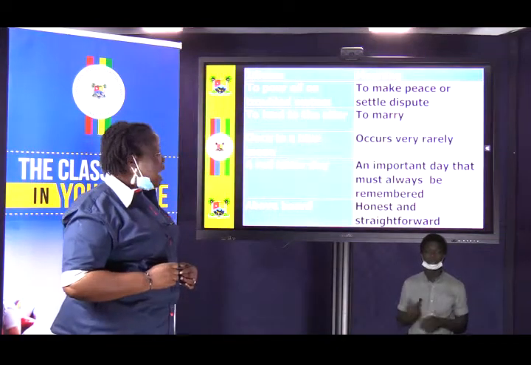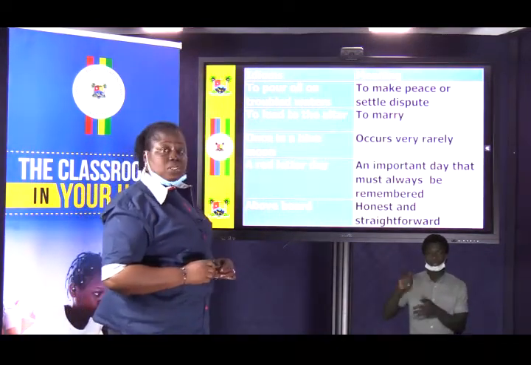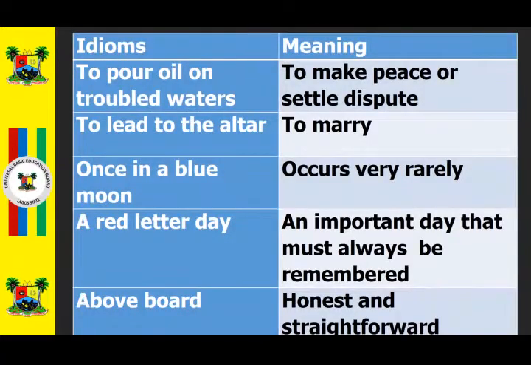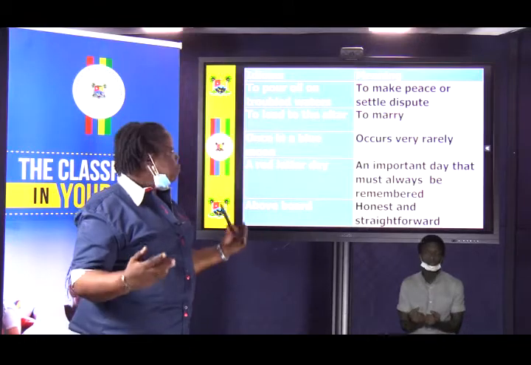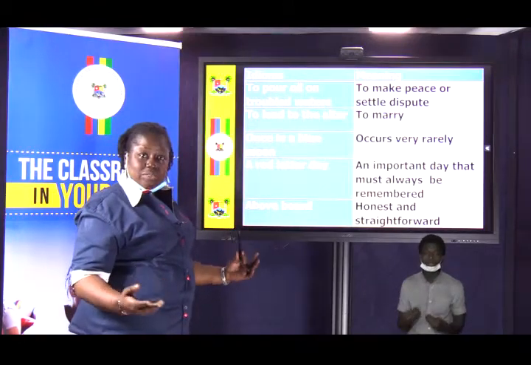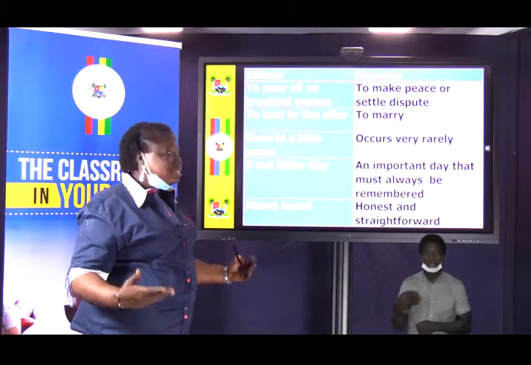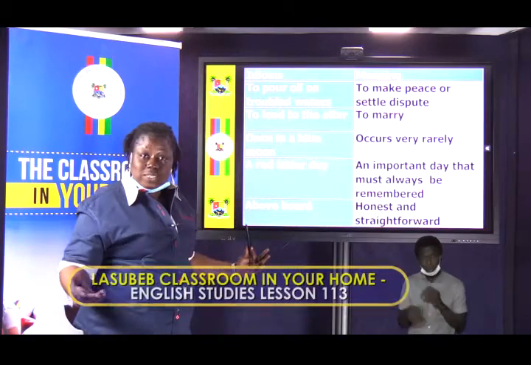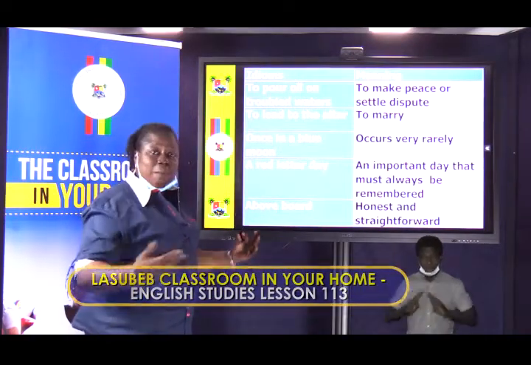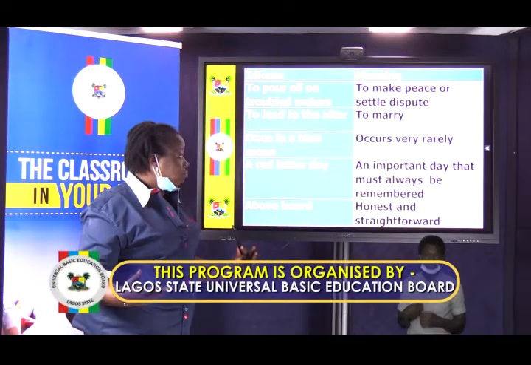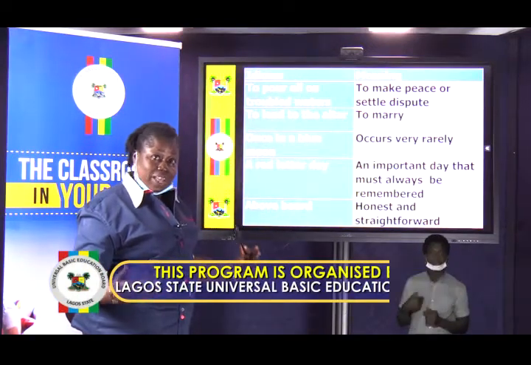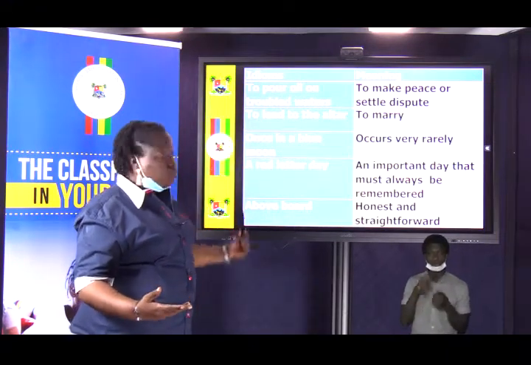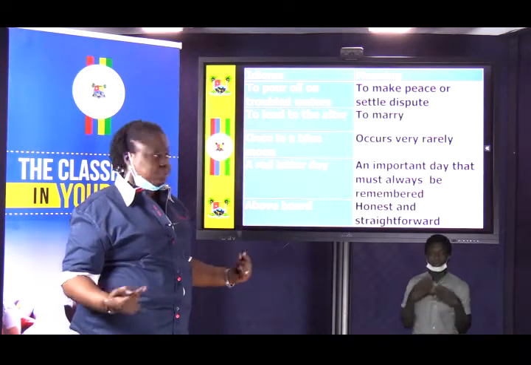Now let's look at idioms and their meanings. The first idiom to be considered is to pour oil on troubled waters. If you have something like, that person poured oil on troubled waters, what does it mean? It means to make peace or settle disputes. There was a fight, and my mommy decided to pour oil on troubled waters. That means my mom made peace. My mom settled the fight amicably. Are you with me? Did you get that? Well done.